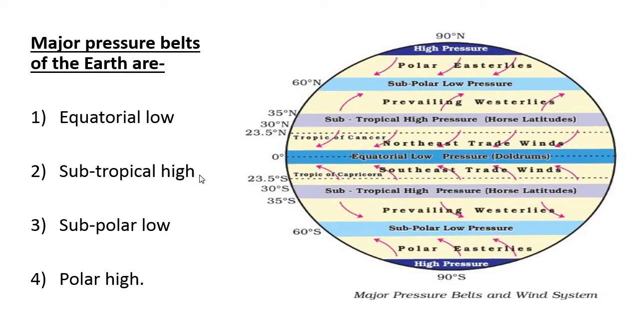Next, subtropical high pressure belt. Subtropical high pressure belt here in the northern hemisphere from 30 to 35 degree in both the hemisphere. Subpolar low pressure belt here 60 degree north. Subpolar low pressure belt here. And the last one is polar high pressure belt here 90 degree. Polar high pressure belt. So these are the important pressure belts of the earth.